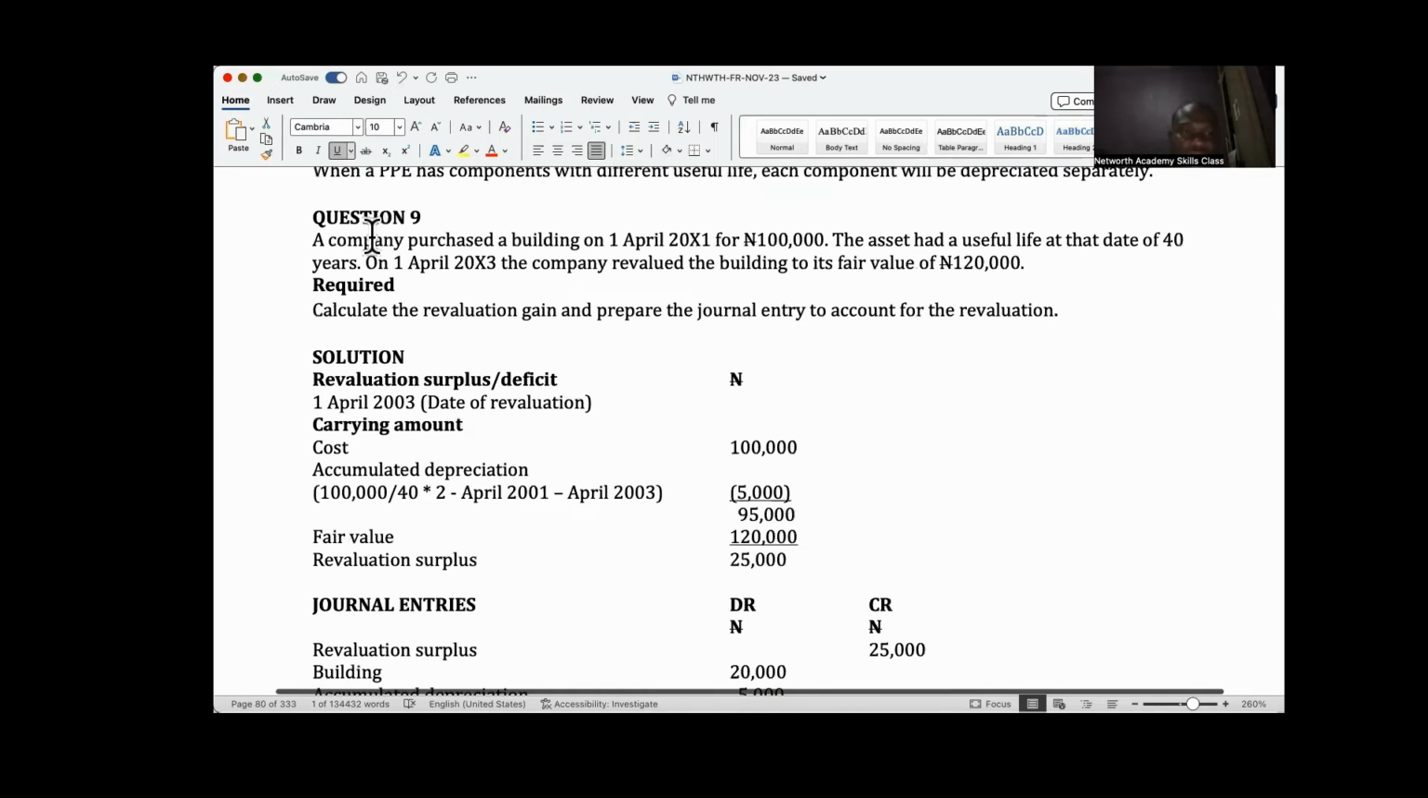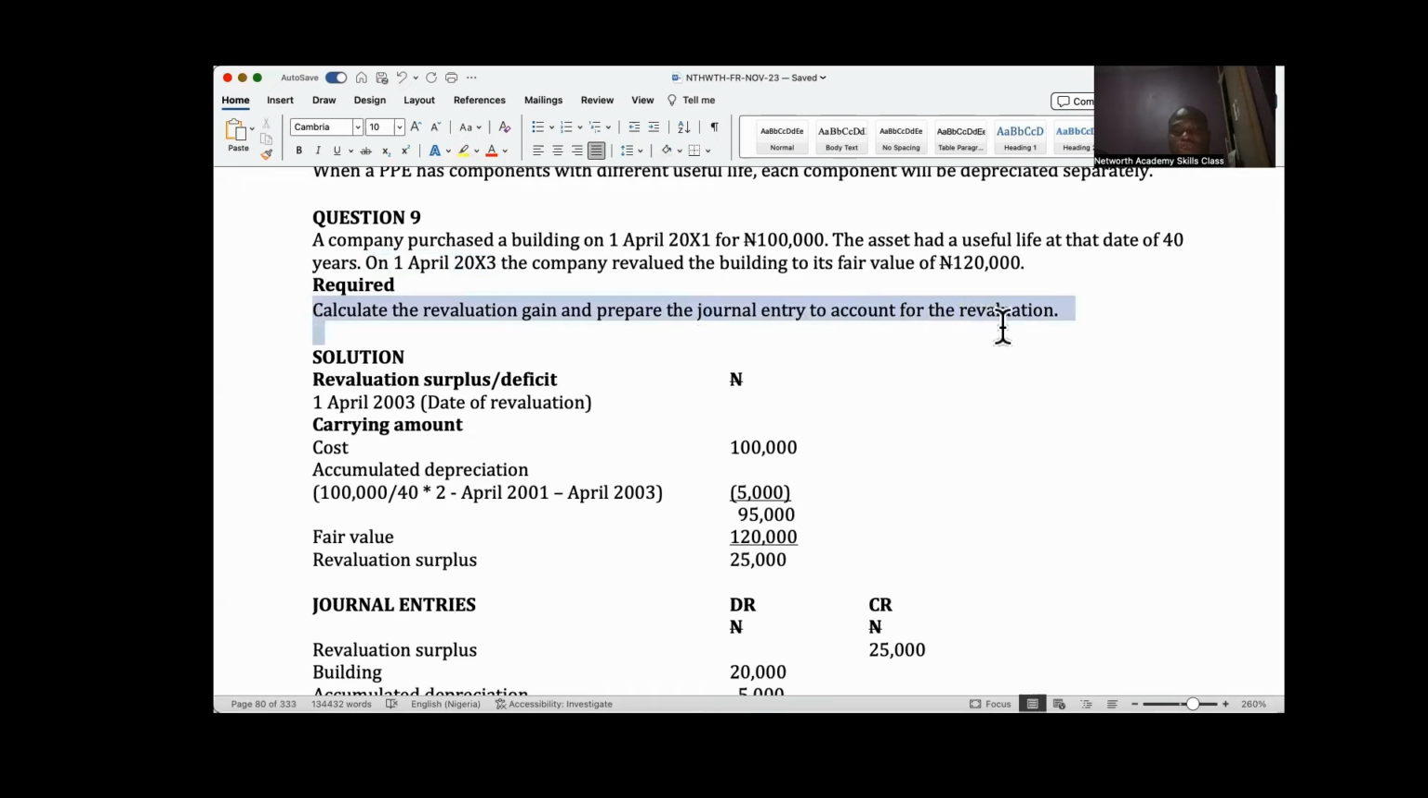This one states that a company purchased a building on 1st April 2001 for 100,000. We're told that the asset had a useful life of 40 years. We're now told that on 1st April 2003, the company revalued the building to its fair value of 120,000. Required: calculate the revaluation gain and prepare the journal entry to account for the revaluation.